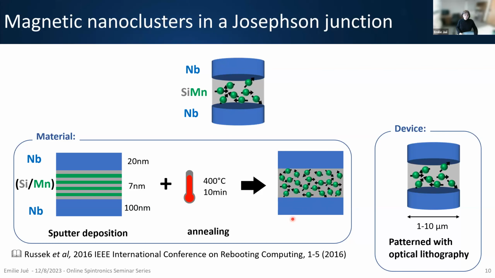Once we have this sample, we can pattern it with optical lithography into the shape of a pillar between 1 and 10 micrometers. So these are pretty big devices compared to what we can use in spintronics in general.